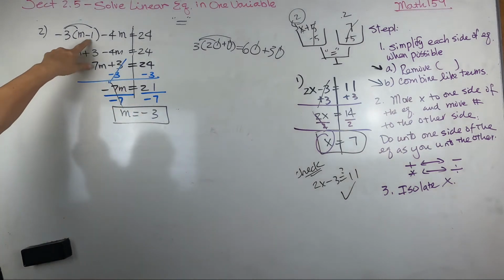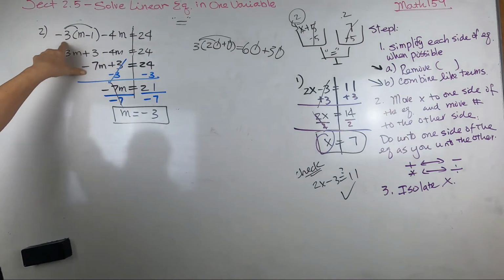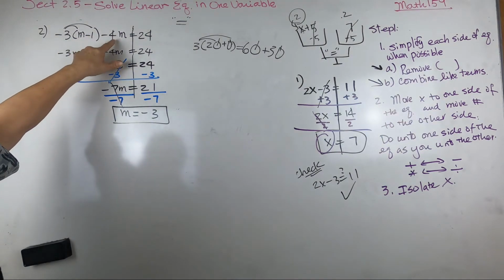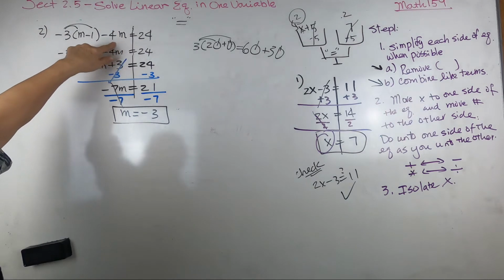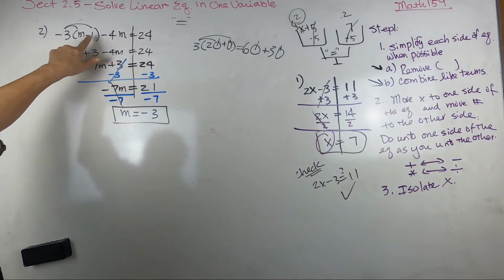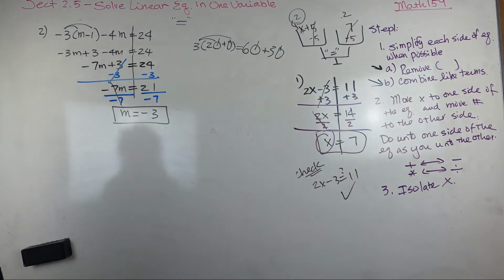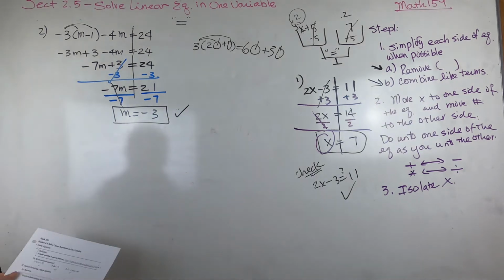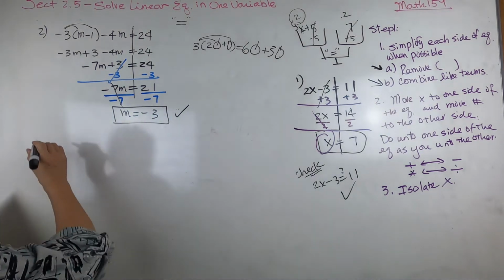Negative 3 minus negative 1 is negative 4. Negative 4 times negative 3 is what? Positive 12. Is that right? Positive 12. Minus negative 4 times negative 3 is another positive 12. 12 plus 12 is 24. That's how we check. And you'll be okay.